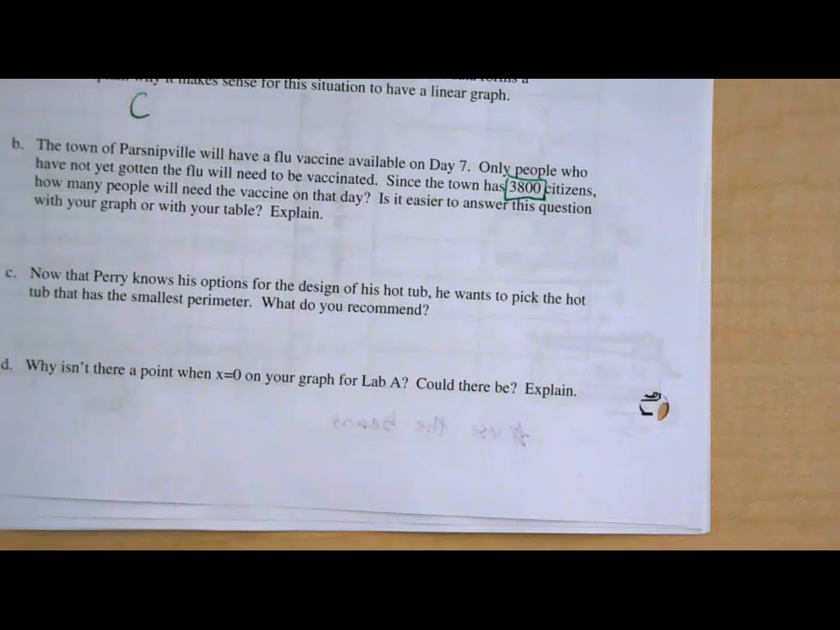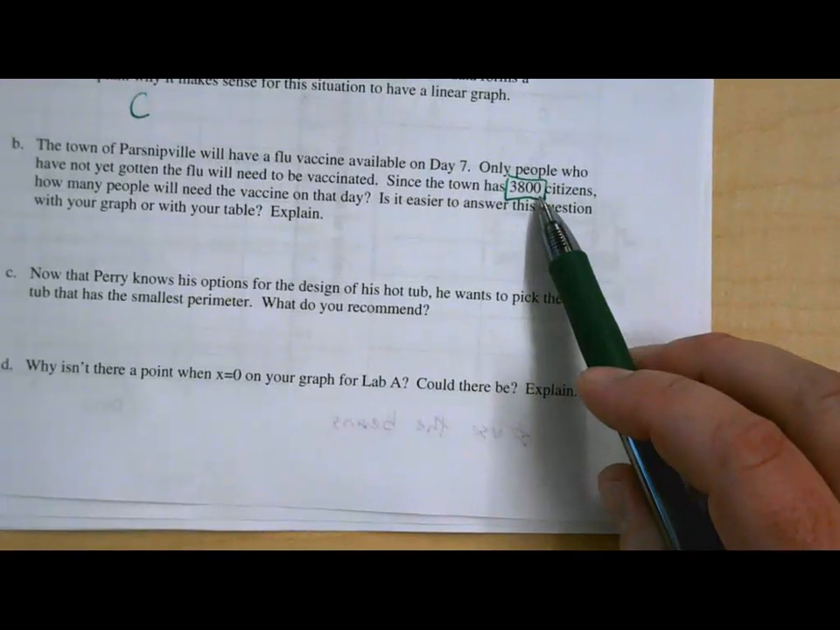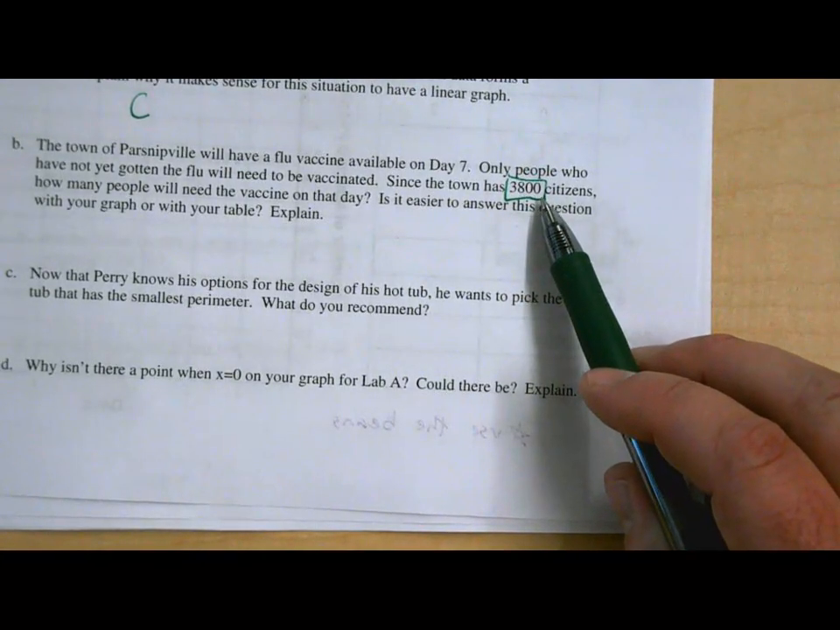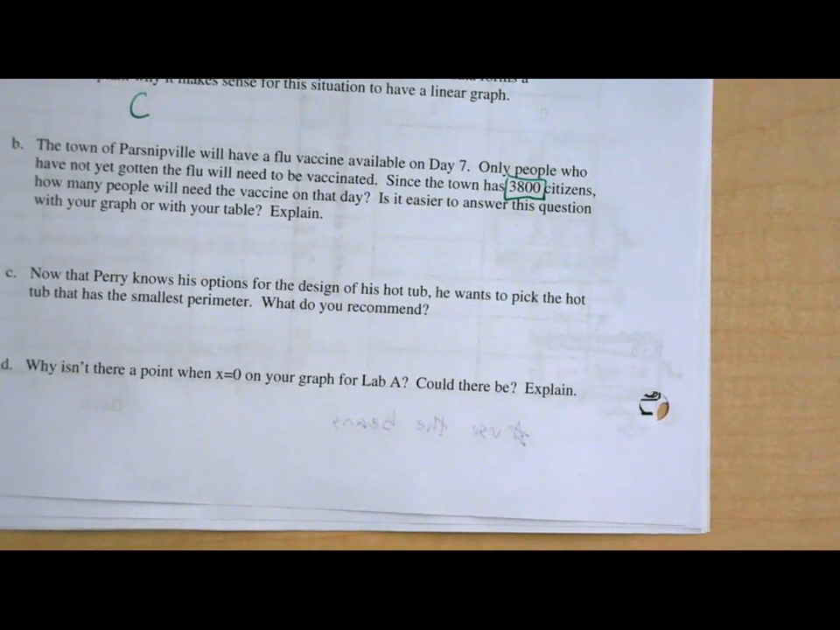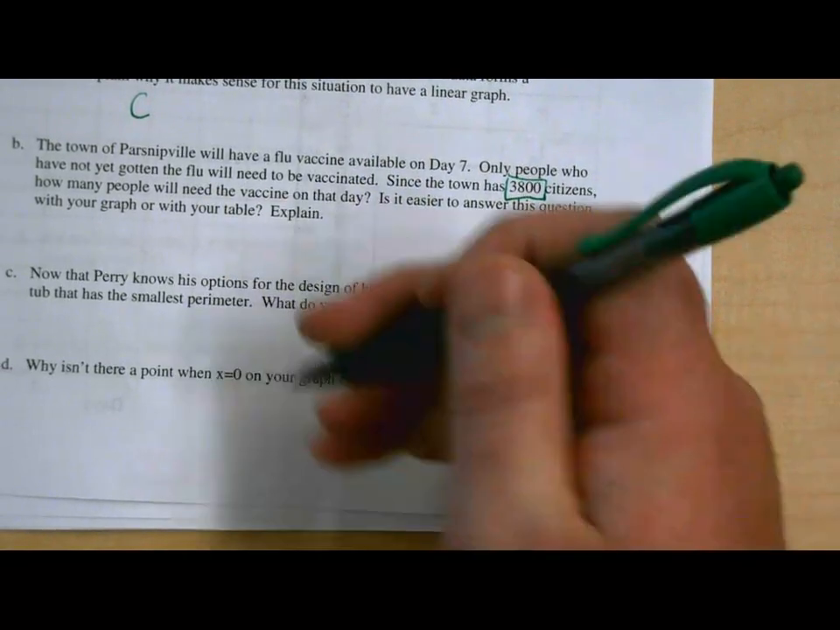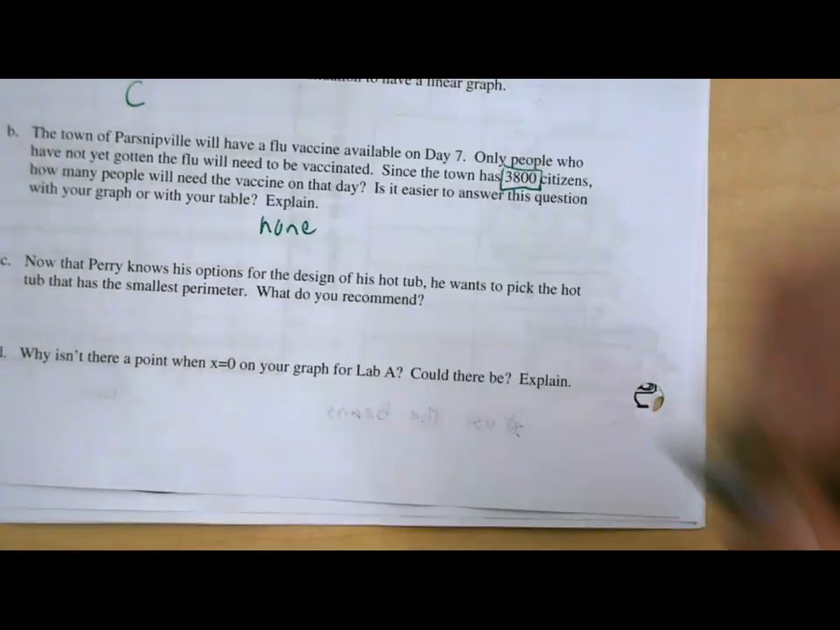So there's more sick people than there are people in the town. Now, is that number accurate? Can you have more sick people than there actually are? So would you agree that at some point everybody in the town is sick? How long does it take till everybody in the town is sick? How many days does it take for you to go over 3,800? 7 days, okay. So to answer this question, how many people are going to need that vaccine on day 7? How many healthy people are left? None. None, because everybody's sick already.